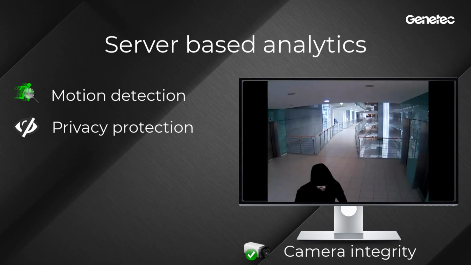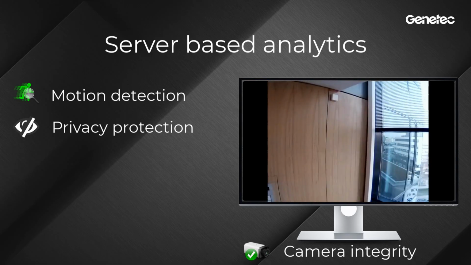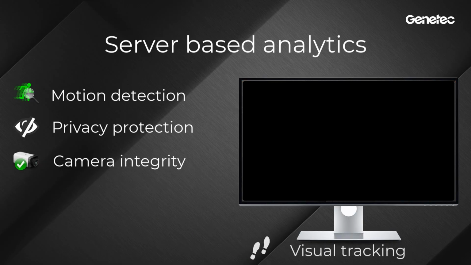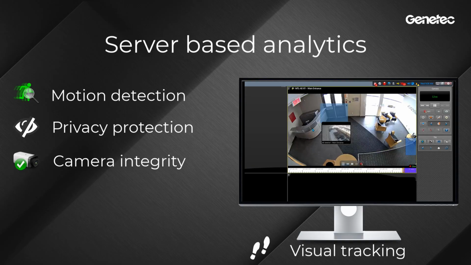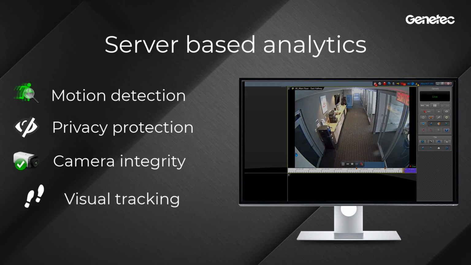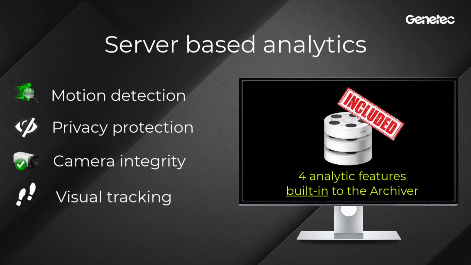Camera integrity monitoring. We capture a reference image from each camera and check at a regular interval if the camera is still pointed where it should be. It'll fire a special event if the camera is suddenly out of focus or pointed in the wrong direction. And visual tracking, which is a visual overlay allowing you to link cameras to their immediate neighbors. Clicking the visual tracking overlay on one camera would take you to the adjacent camera's video stream, with the purpose being to help an operator more easily follow an intruder within a building.